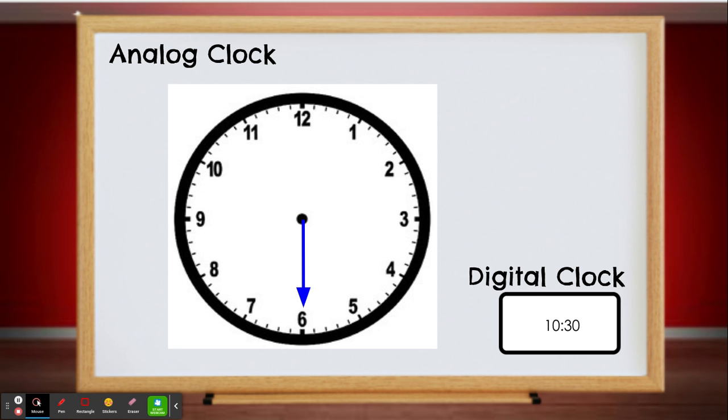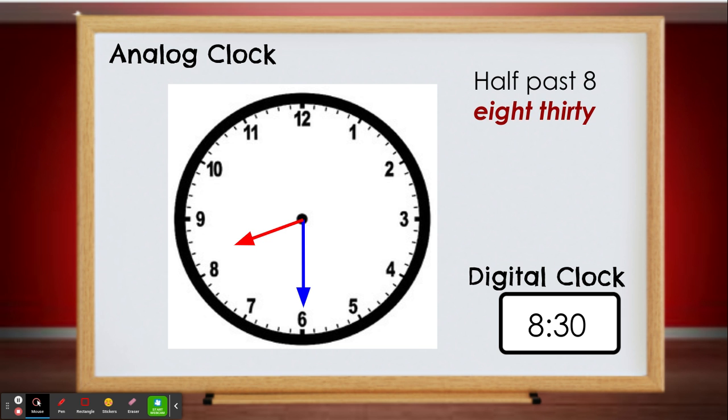Let's try one more. What time is on the clock? That's right. The hour hand is pointing in between 8 and 9. So it makes it 8. And then our minute hand is pointing to the 6, which is half or 30 minutes. So it is half past 8 o'clock, or it is 8:30.